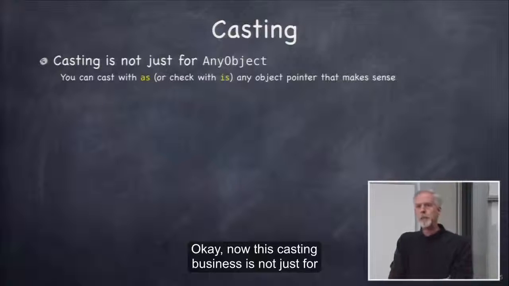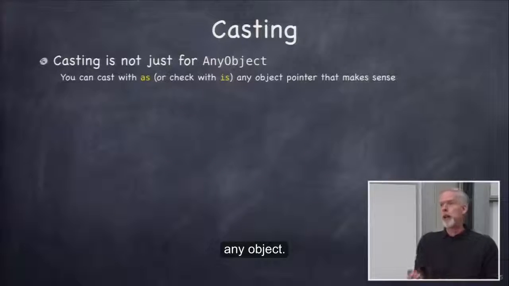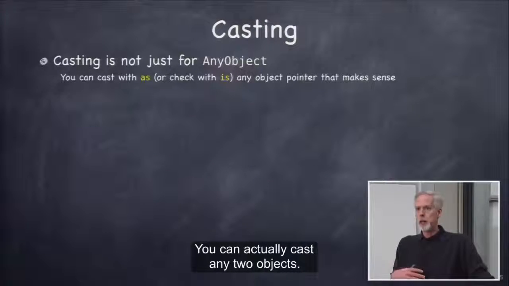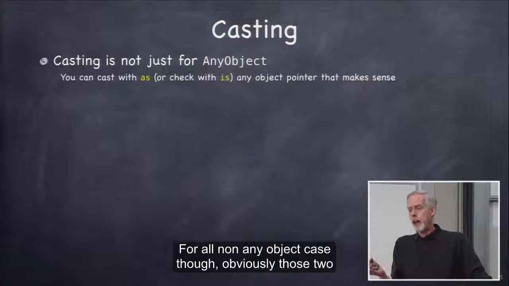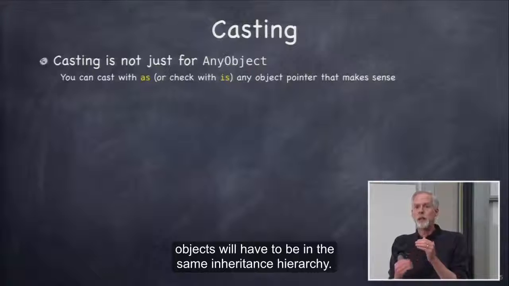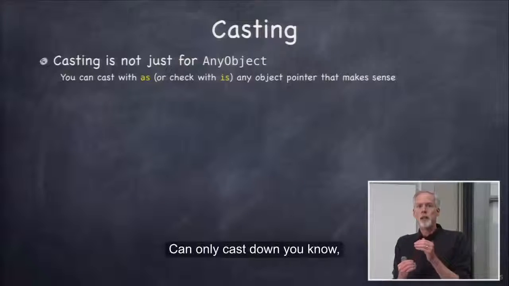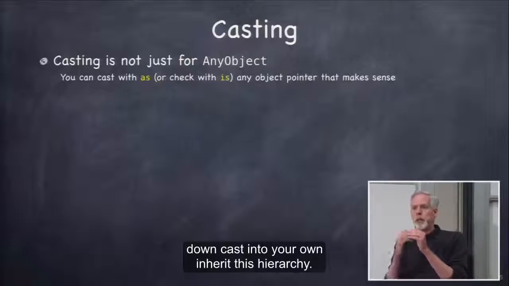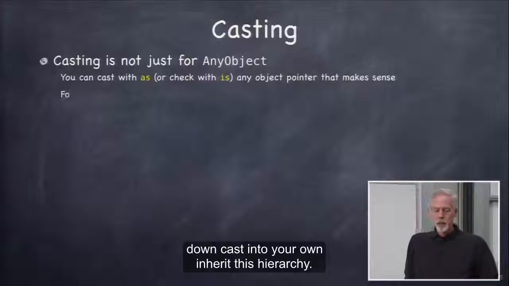Okay, now this casting business is not just for AnyObject. You can actually cast any two objects. For all non-AnyObject cases, though, obviously those two objects would have to be in the same inheritance hierarchy, right? You can only cast down, downcast into your own inheritance hierarchy.